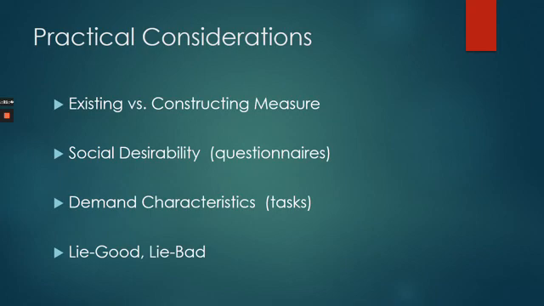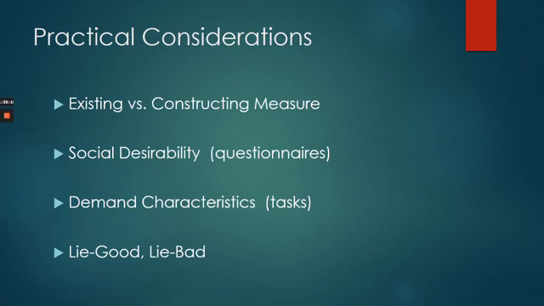So it's not just questionnaires where people are trying to look good. They can also try to look good in the lab, in experiments, if they think there's something they're supposed to be doing that you want them to do. And then there's this practical consideration of lie good, lie bad. We've been talking about lie good, which is like social desirability. Lie bad is, I'm going to make myself look worse than usual.